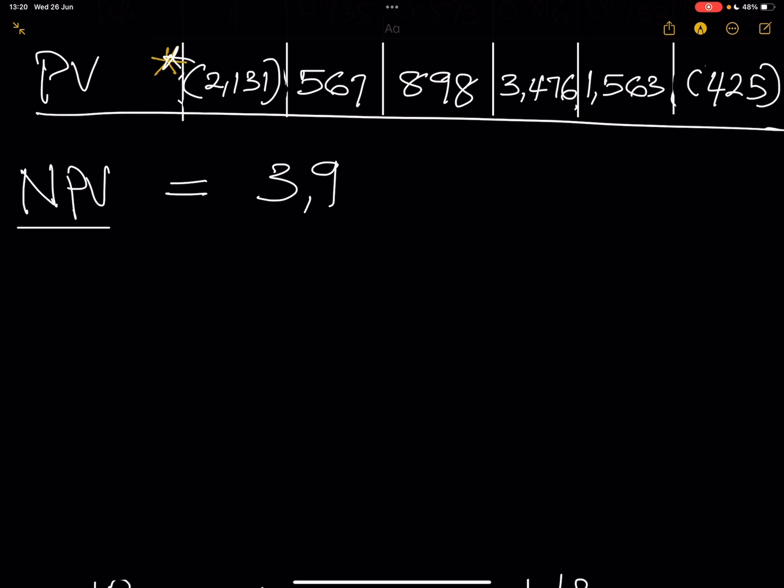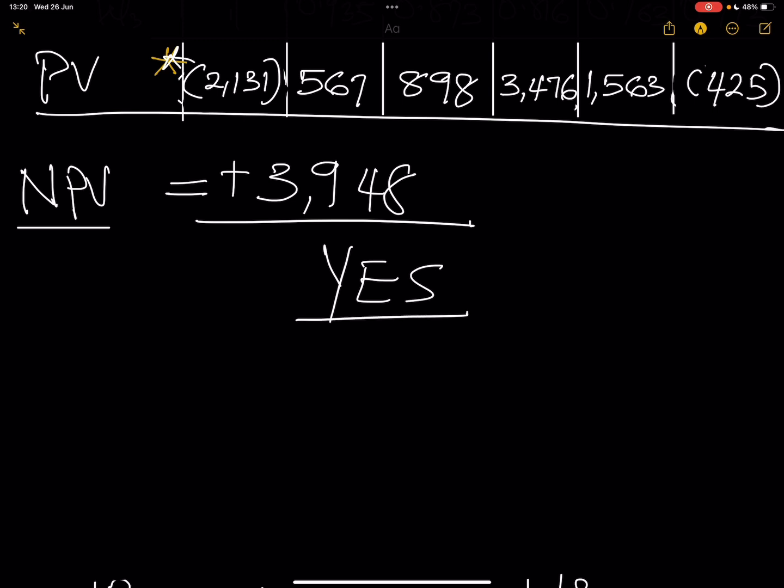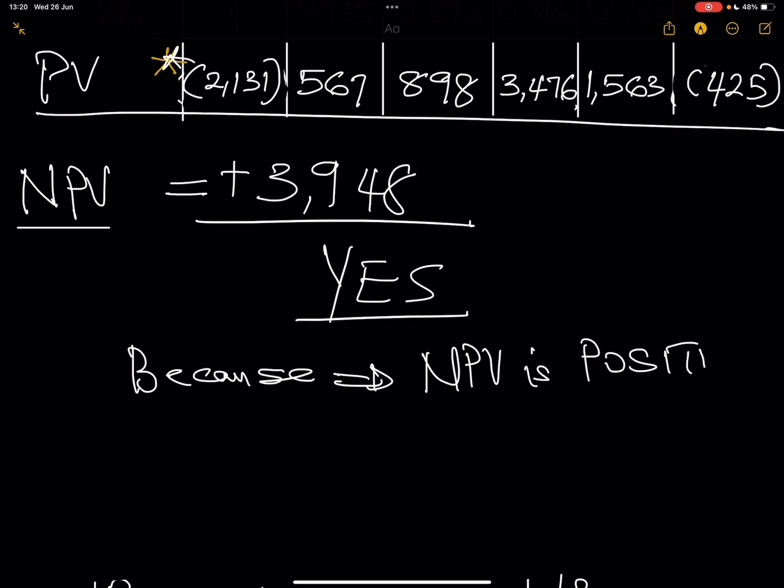positive 3948. And the question asks us to comment whether this is financially acceptable. So yes, it is financially acceptable. The company should go ahead and do this project. Why? Because of one reason: NPV is positive. And that is the only reason why you will advise a company to do an investment using the NPV technique. Remember, I told you we'll be spending a lot of time on the NPV technique.